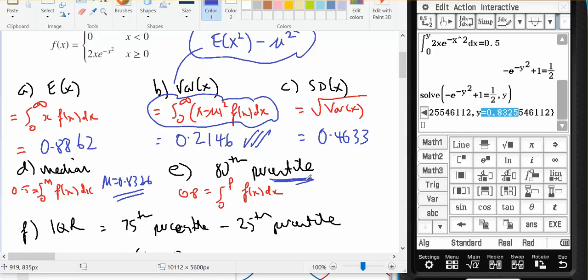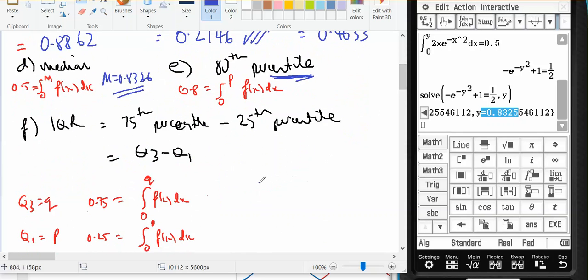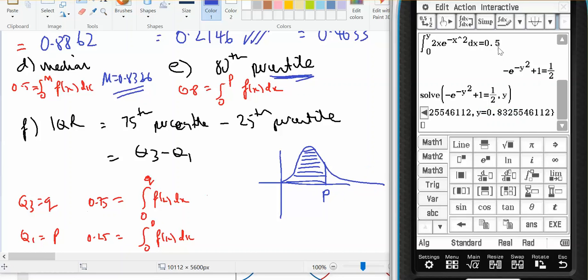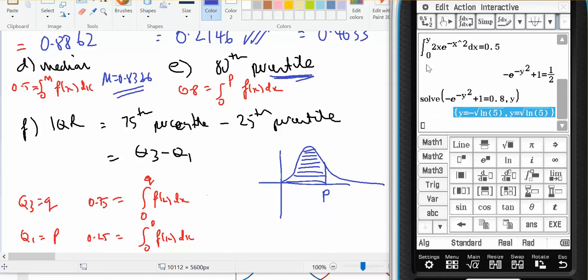If I'm looking at a percentile, for example, the 80th percentile, if this is P for the 80th percentile, the probability of being less than P is 0.8. So if that's the case, I'm going to set that equal to 0.8 and solve for y, and I get log base C of 5 is going to be the value of y for the 80th percentile, 1.2686.